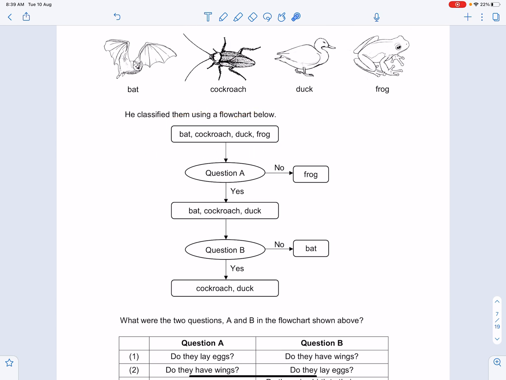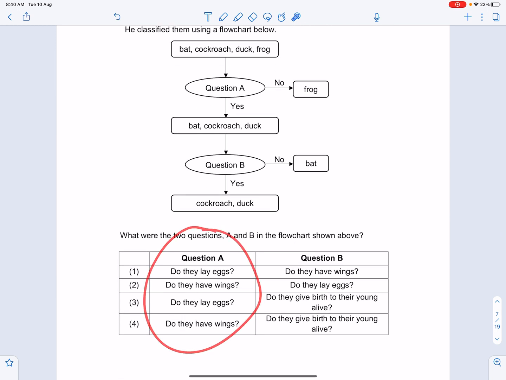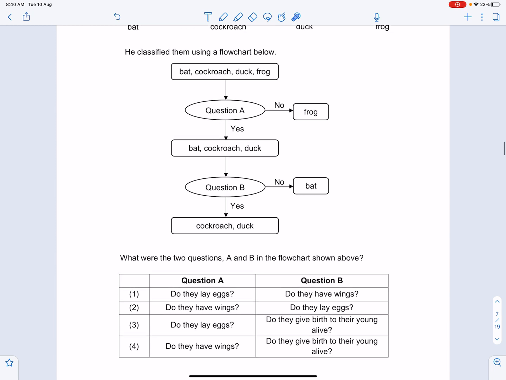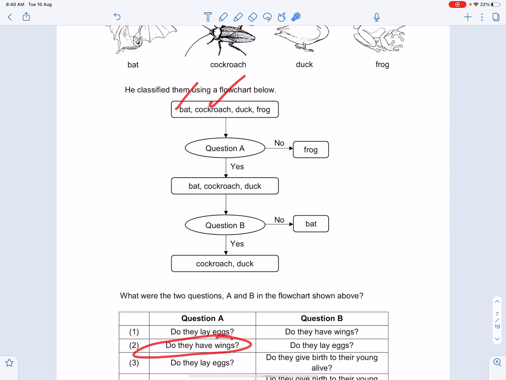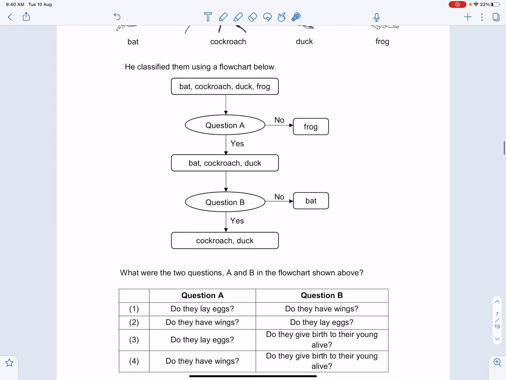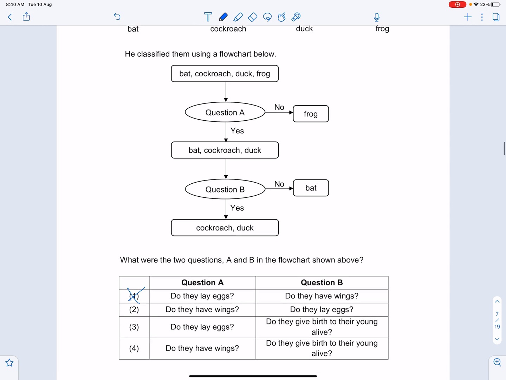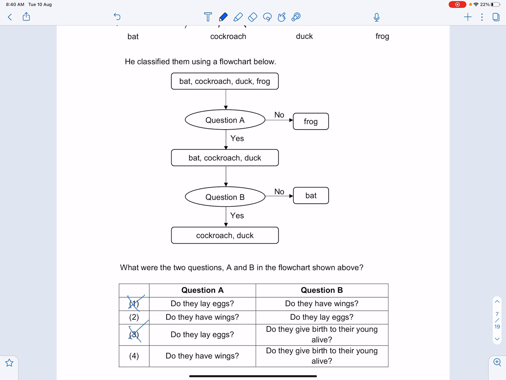Now, question A. The frog has answered no, the rest have answered yes. So ask yourself: out of all this, which is unique to the frog with a no? Do they lay eggs? Well, your frog lays eggs, so that cannot be the question. Do they have wings? Your bat has wings, your cockroach has wings, your birds have wings. The only one that does not have wings is your frog. So this is possible. Option 1 we cross out, option 2 we keep.